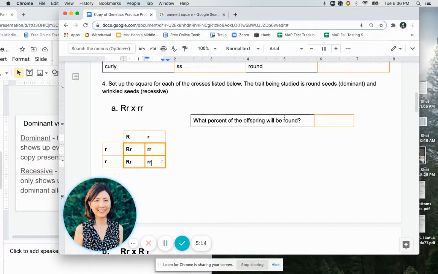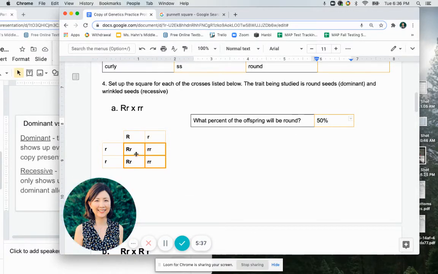So the question is, what percent of the offspring will be round? They told us in the question that round is dominant to wrinkled. So this one is going to be round, and this one is going to be round. And 2 out of 4 is what percent? That would be 50%.